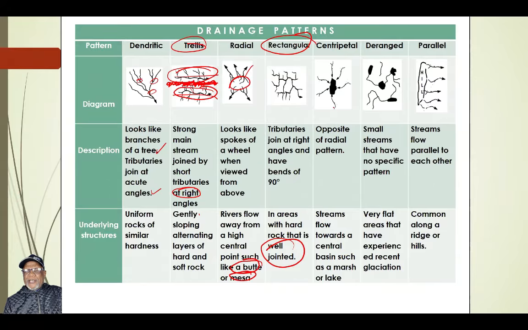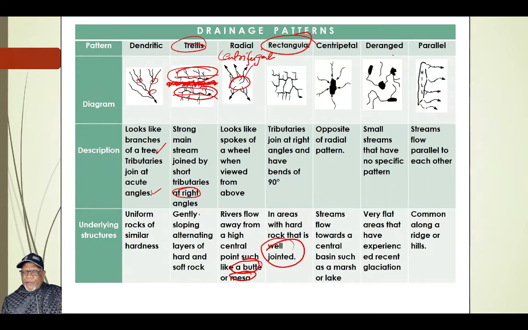Then we have what you call centripetal. Centripetal is the opposite of centrifugal. Radial is sometimes called centrifugal, meaning that the streams are radiating away. But in the centripetal, the streams are flowing towards a low-lying area where the land has since subsided.